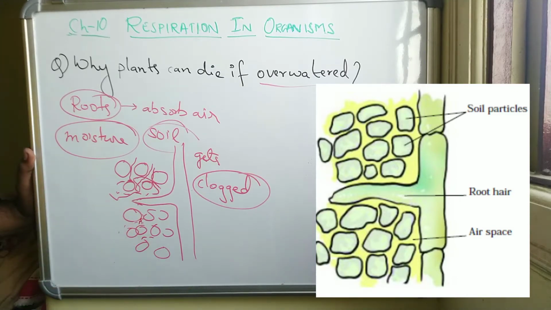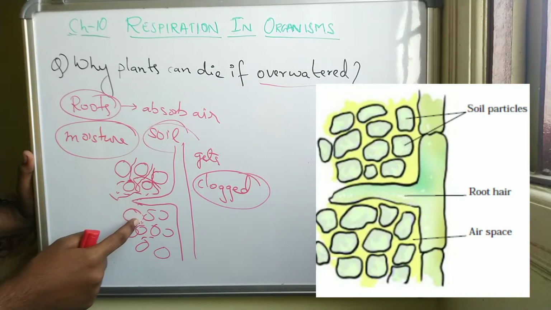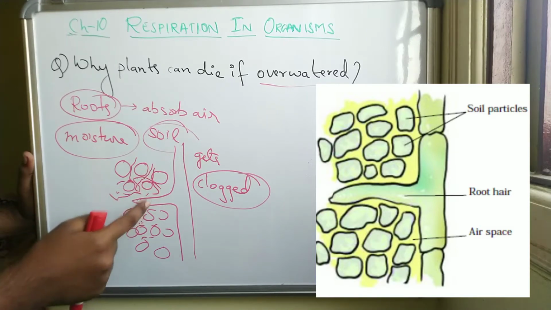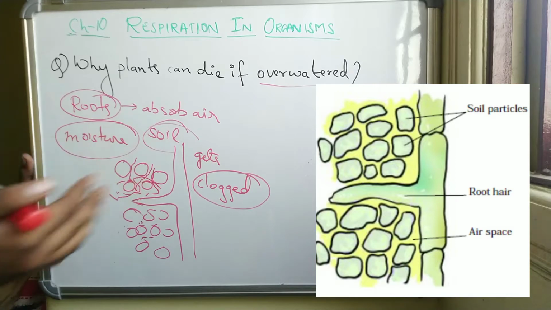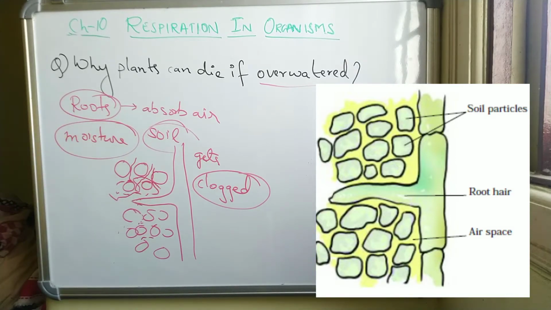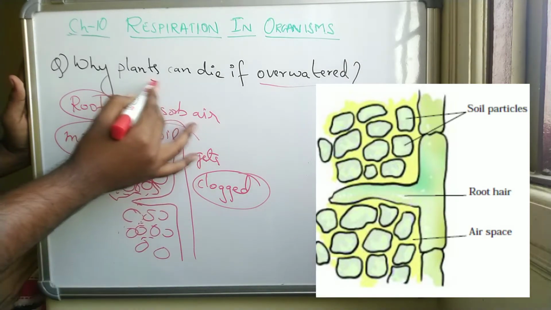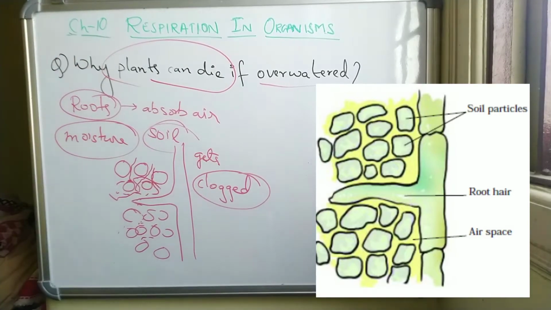Since the air is present in the spaces, if the spaces are filled with water, what happens? The roots will not get what? Air, right? So roots will not be able to get enough air, and the plants may die.